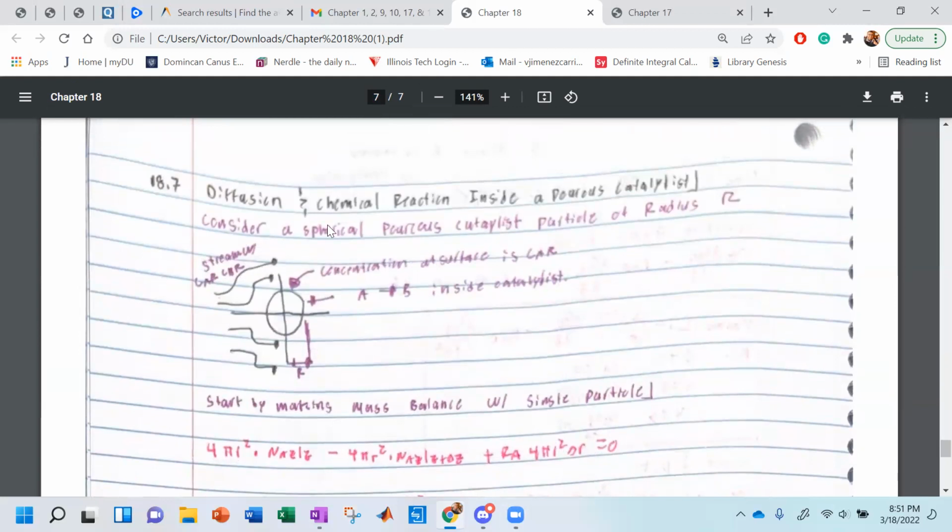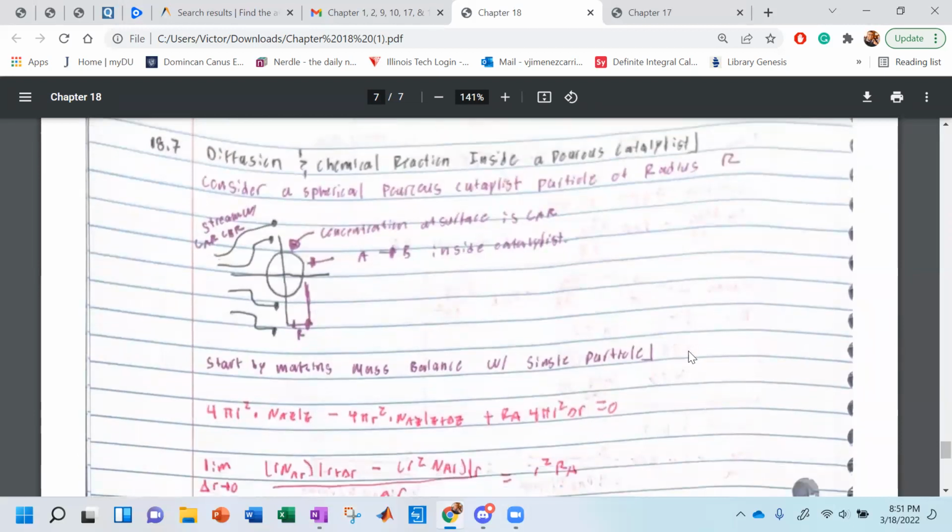But section 18.7 is diffusion with a chemical reaction inside a porous catalyst. So a porous catalyst is a bunch of little catalyst pellets, and we'll specifically take a look at one catalyst pellet. This one catalyst pellet has a stream of gas, Ca and Cb, going around it, as a concentration of CaR, and there's a reaction going inside the catalyst. It's A to B. Start by making a balance on a single particle. You're assuming the single particle is a sphere, so 4 pi r squared is your area. Makes sense. Multiplied by NAZ at Z, because this is the R, up and down is Z, and the same thing, plus reaction, because a reaction in a catalyst happens, which is the first order reaction here.